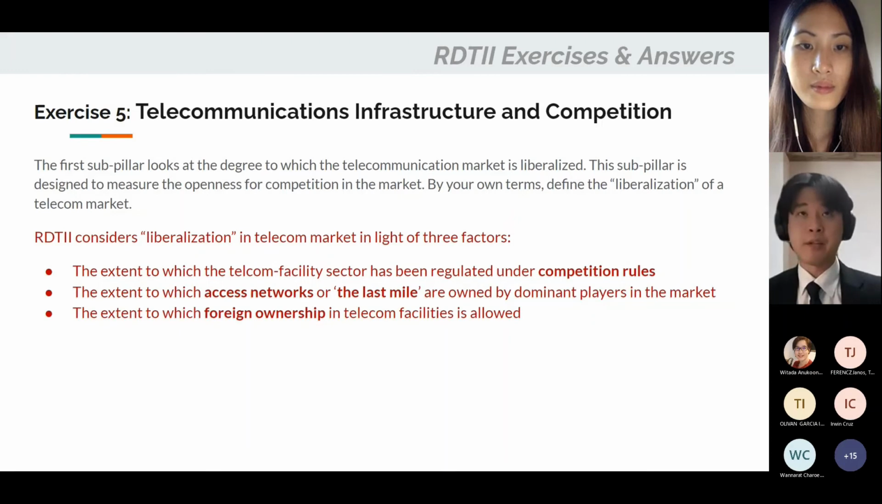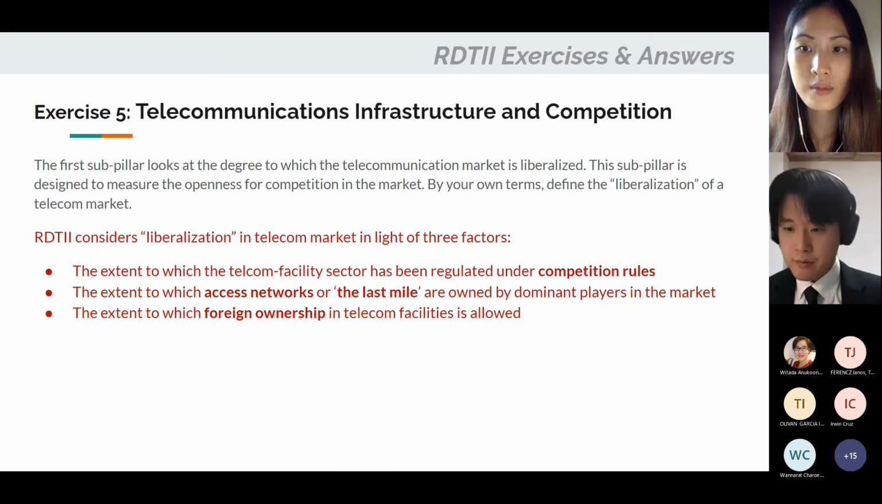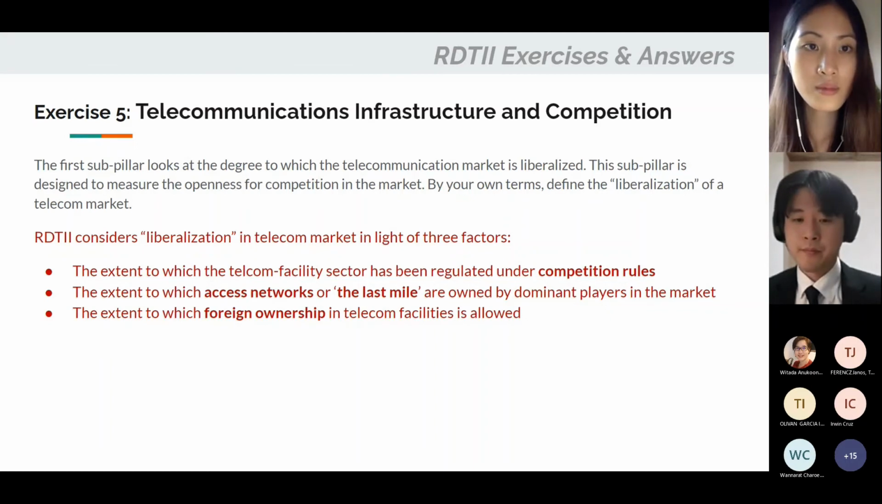Next exercise is about telecom infrastructure and competition. Well, I think I can see the question on the chat box. We can come back to the questions in the chat box later.